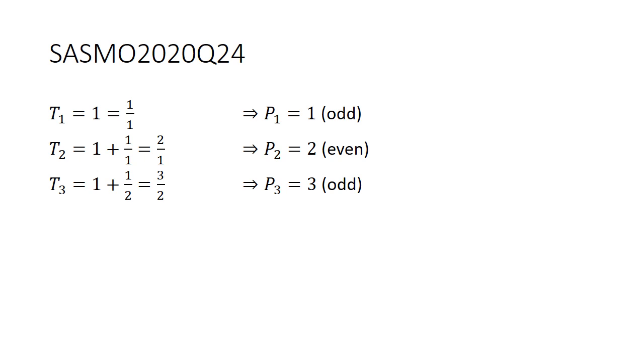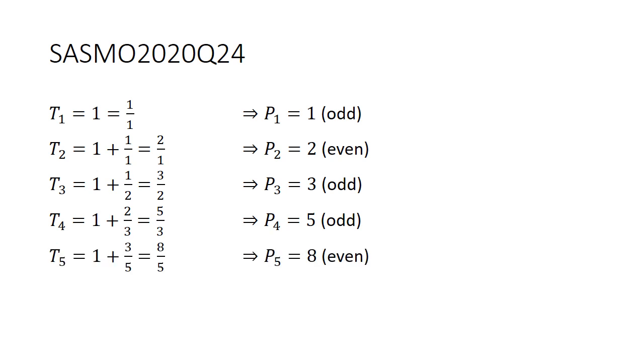t3 is equal to 1 plus 1 over 2, which is equal to 3 over 2. So p3 is equal to 3, which is odd. Let's keep going. t4, when you work it out, p4 will be equal to 5. t5, you'll get 8 over 5, so p5 equals 8. Now at this point, you should start to suspect there seems to be a pattern. Odd, even, odd, odd, even. Maybe it's going to keep repeating odd, odd, even.